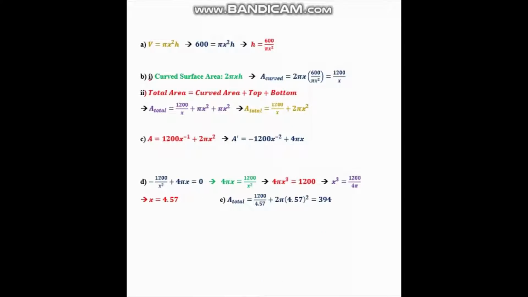So the curved area has already been obtained as 1200 over x, which I've placed right there, and I've added to that the area of the top, which is a circle of radius x, so pi x squared, and similarly the area of the bottom, which is pi x squared. Hence my final expression is the one right there in gold, 1200 over x plus 2 pi x squared.